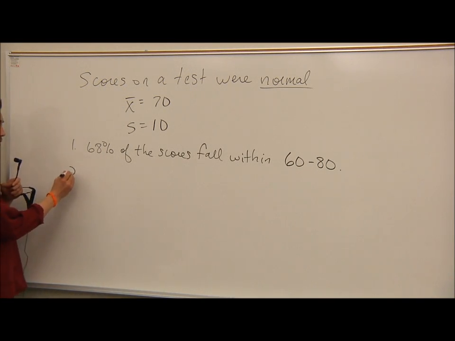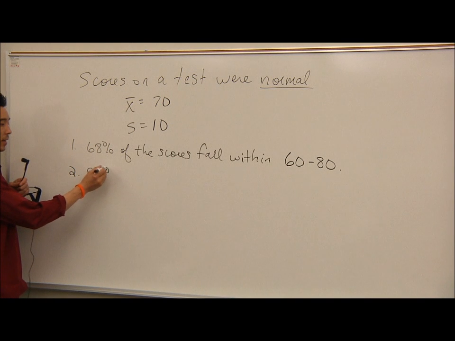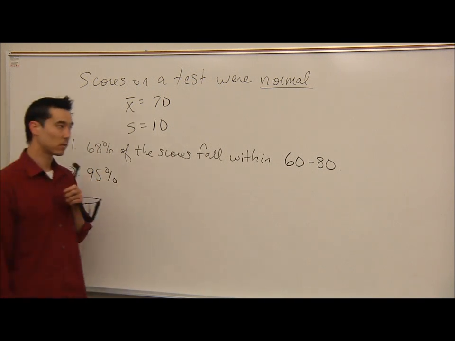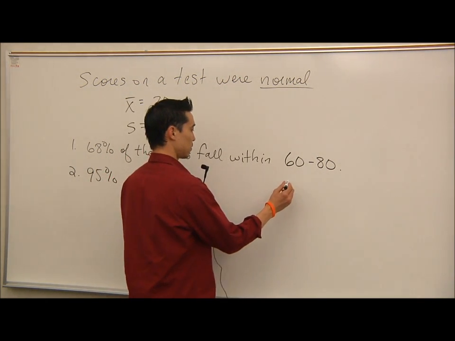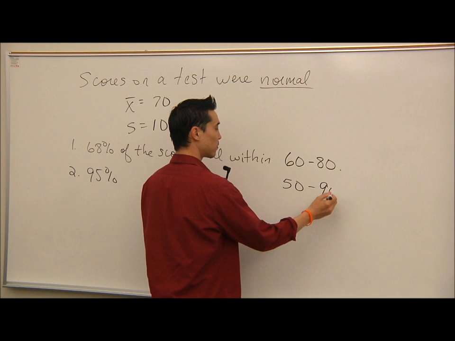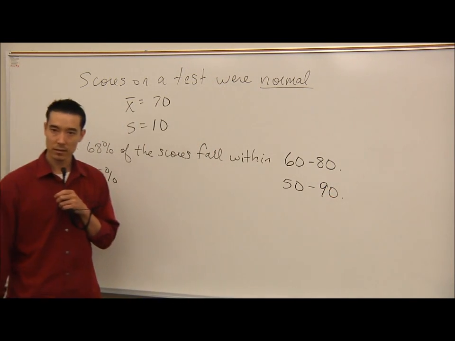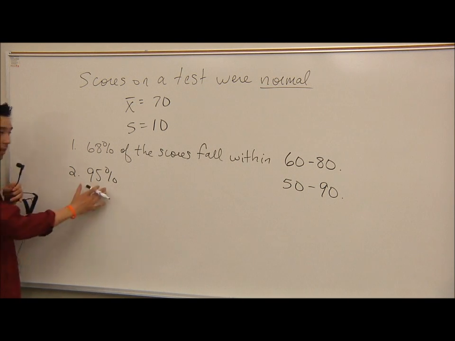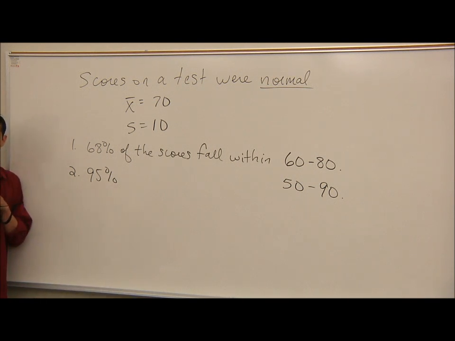Okay, let's take it up to 95%. 95% of the people that took that test scored between what two scores? 50 and 90, right, just one more standard deviation. Okay? Does that make sense? So if you're looking at the range from 50 to 90, that's covering 95% of the people that took it. That's what the normal rule says, okay?